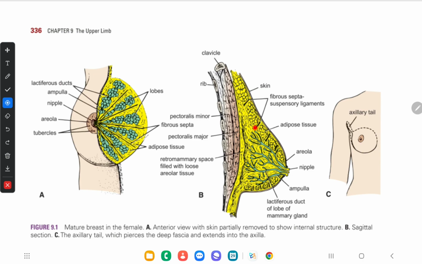Here you can see the fibrous septae, or we call them suspensory ligaments. Here the lactiferous ducts and the lactiferous sinus. Then the lactiferous sinus drains into the nipple.